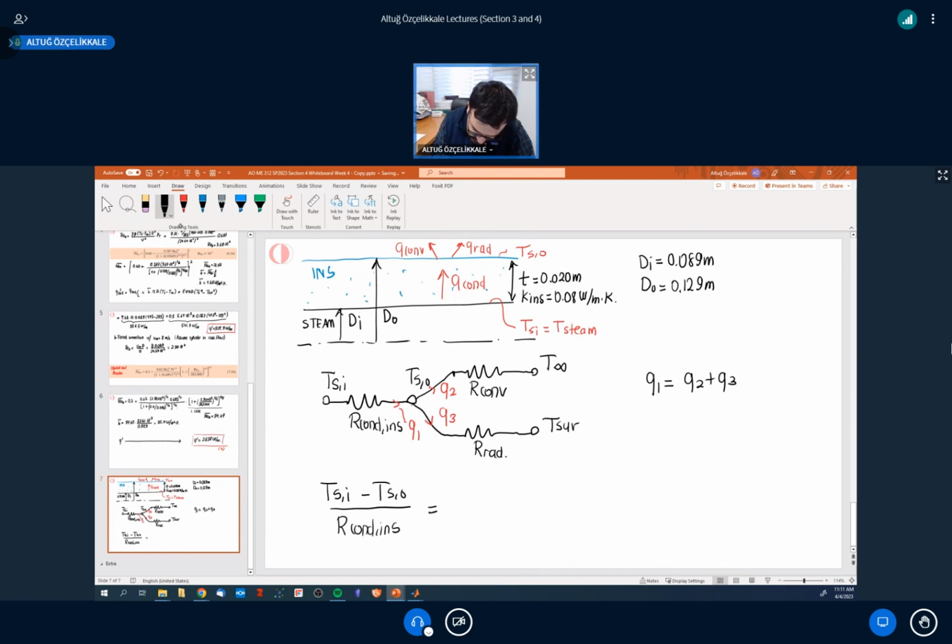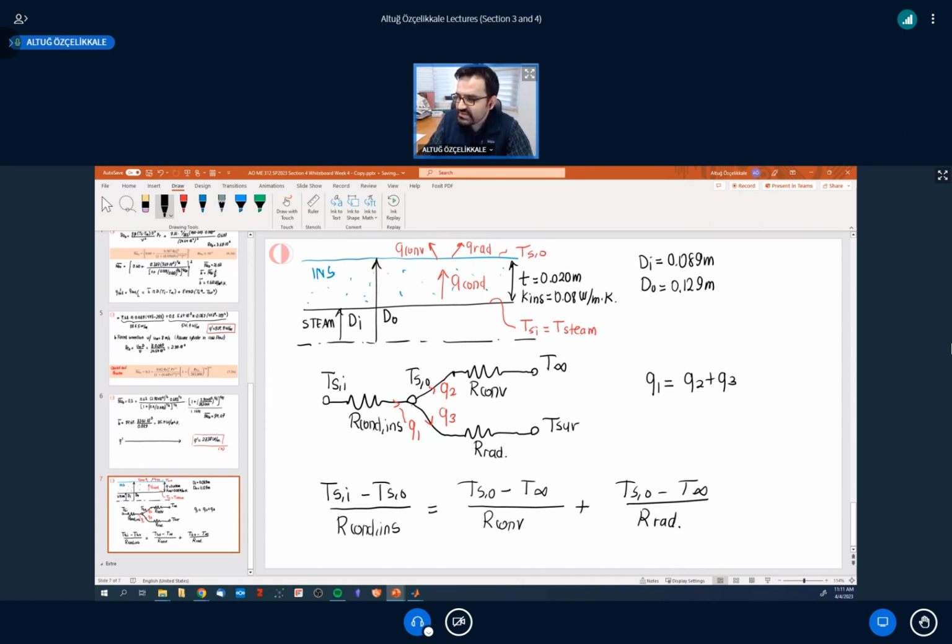that's equal to TSO minus T infinity divided by the convection resistance plus TSO minus T infinity divided by radiation resistance. If we could directly evaluate the resistances, we could simply solve for the TSO, this nodal temperature over here, and then we would be able to calculate the total heat transfer rate, right?